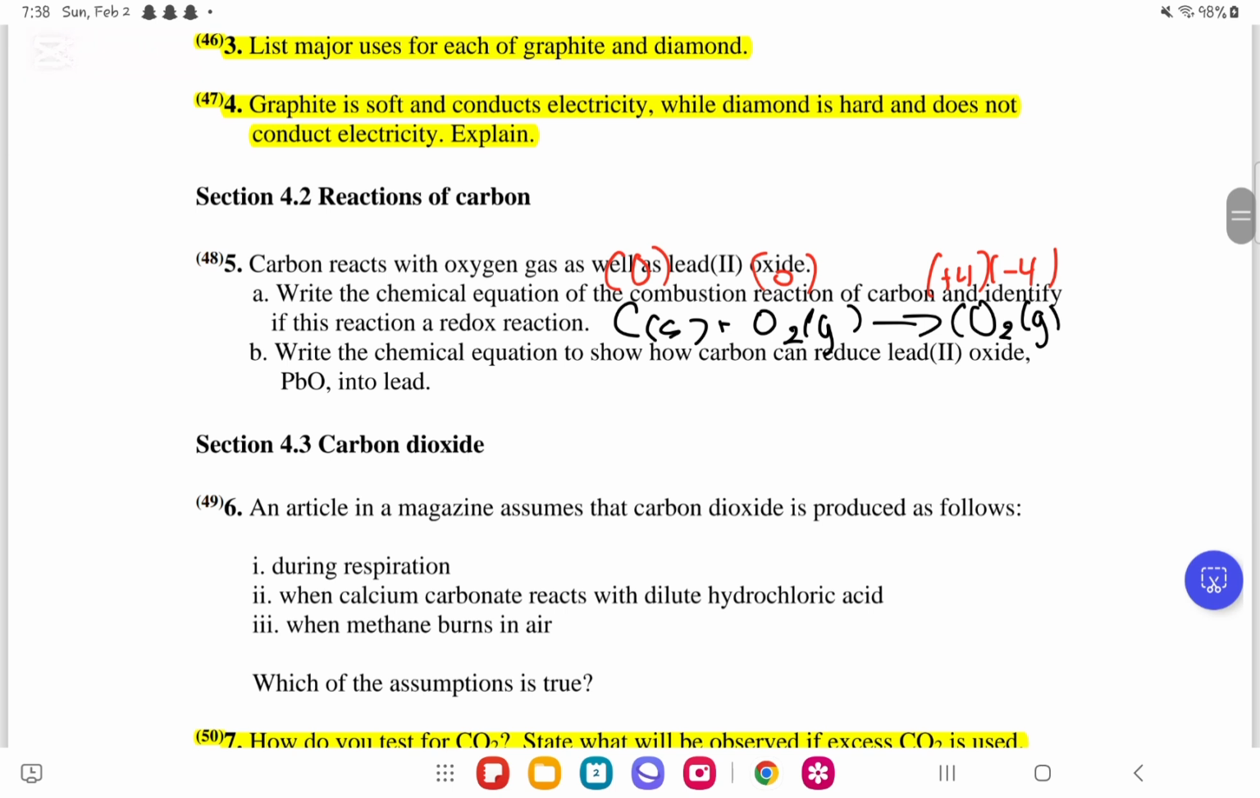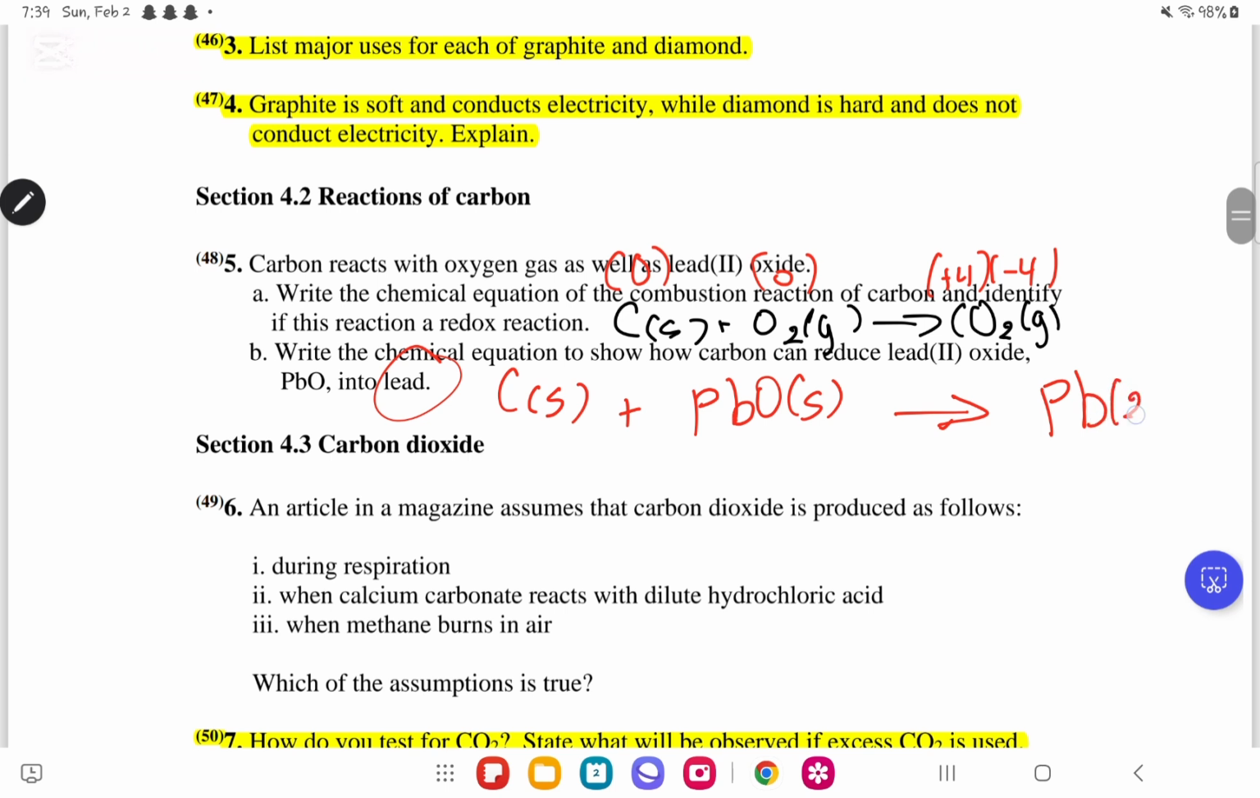Now they told us, write the chemical equation to show how carbon can reduce lead oxide PbO into lead. So very simply, it's just carbon solid plus PbO solid. Actually, if you don't know what it is in the beginning, just write what you know. Carbon is a solid, first of all, plus PbO, which is a solid, okay, is gonna give us, they said they will change it into lead, and we know lead is Pb, so Pb solid plus CO2.